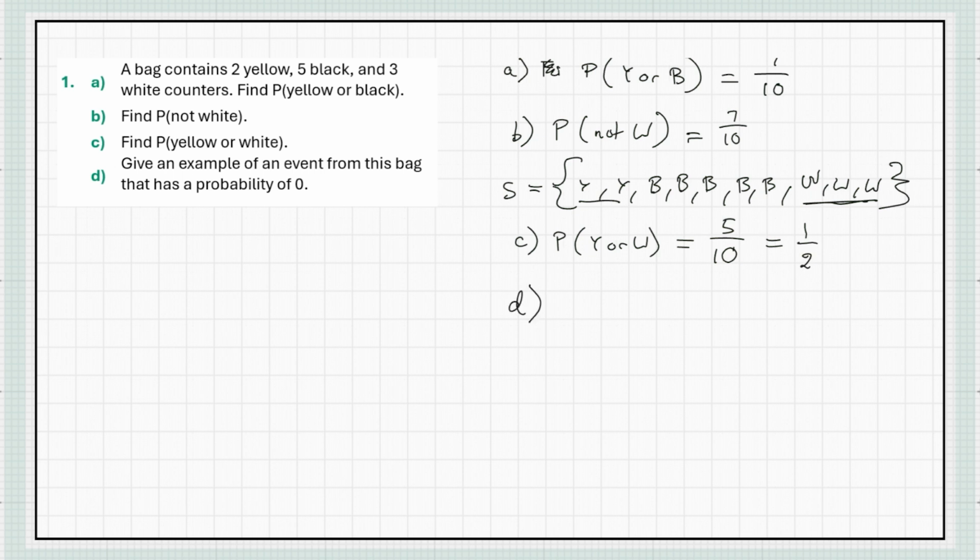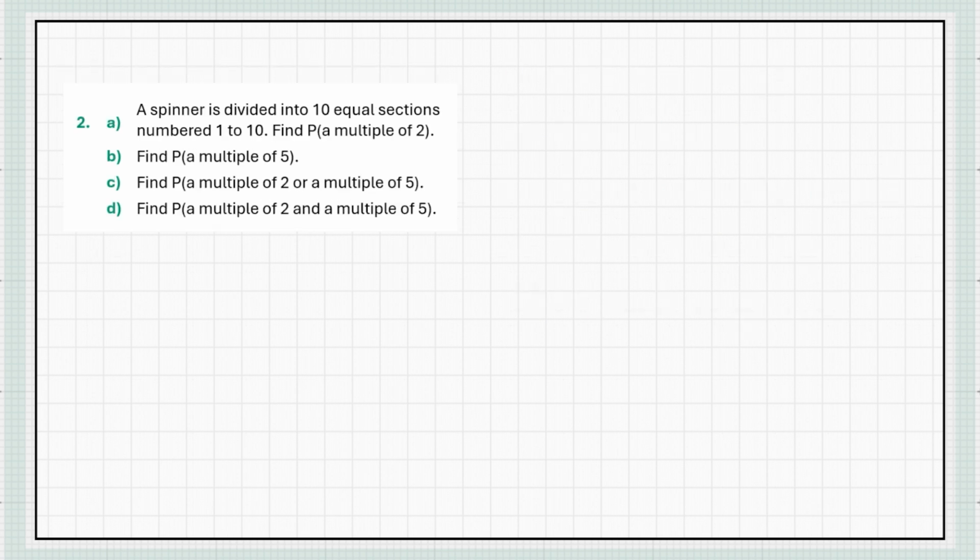Okay, lastly, give an example of an event from this bag that has a probability of 0. That means it can't possibly occur, it is completely impossible. So we could write something like the probability of blue. Because there's no blue counters, we know that its probability is going to be 0 out of 10, which is just 0.